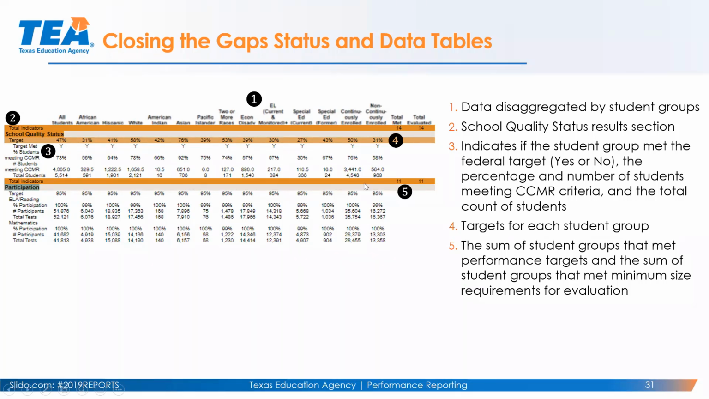Section 4 looks at the total count of student groups that met the target, which was, in this case, all of them: 11, out of a total of 11 evaluated.